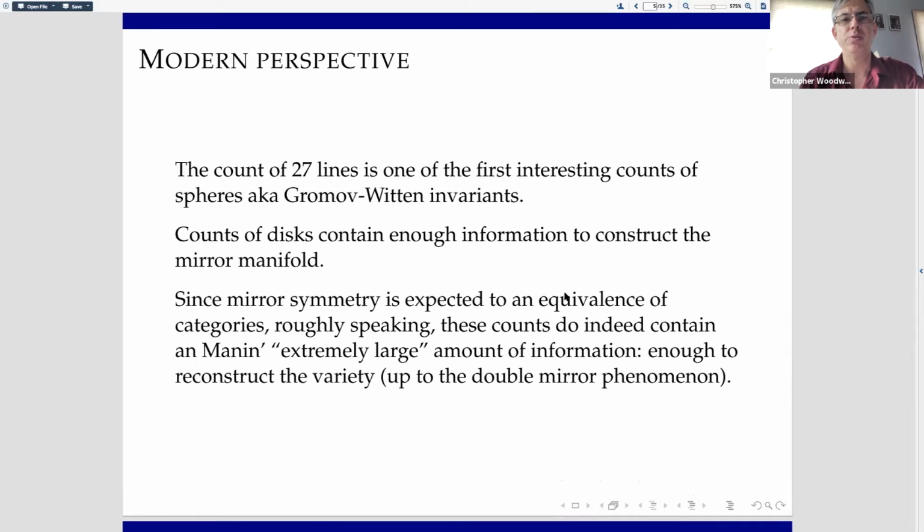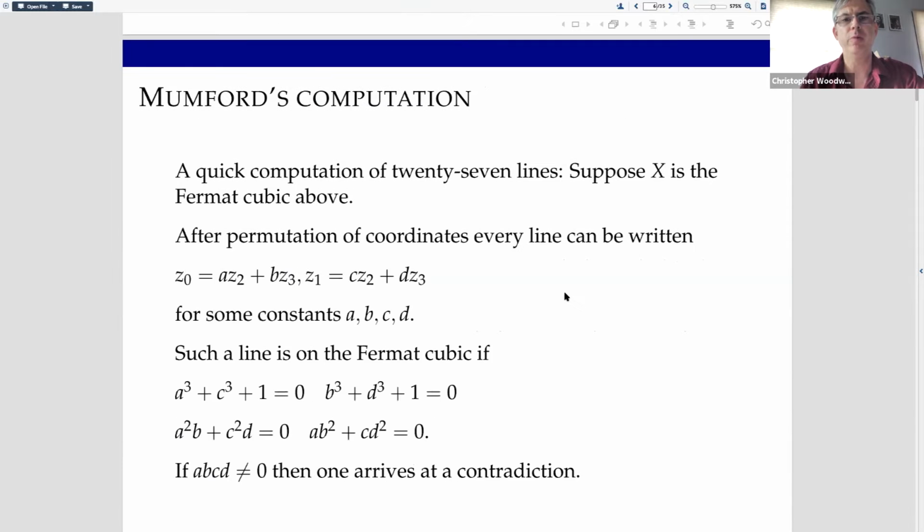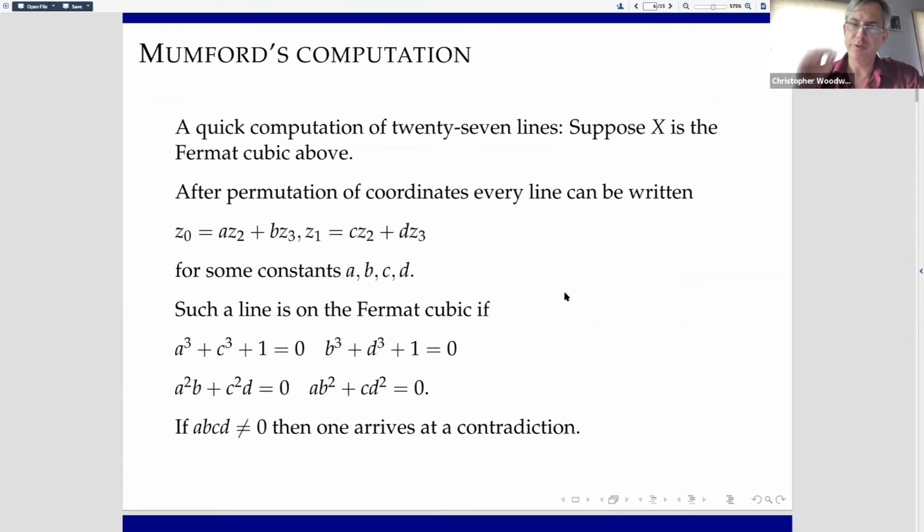So what are the Gromov-Witten invariants? Okay, well, first let me do just why are there 27 lines? Mumford has a really quick argument in his book on complex projective varieties. So the argument goes like this.